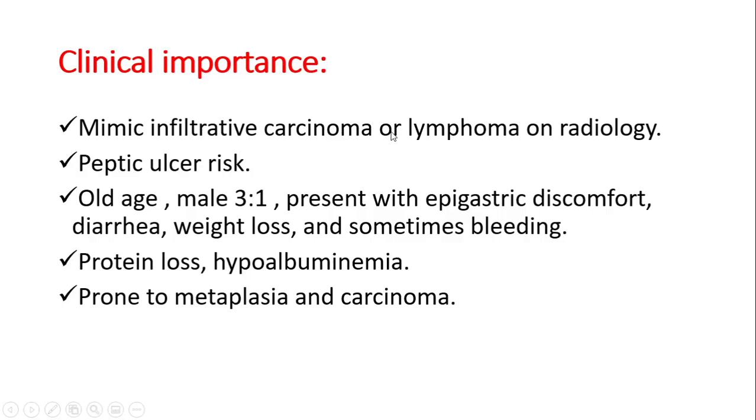It can mimic infiltrative carcinoma or lymphoma. It is also associated with increased risk of peptic ulcer disease because of parietal and chief cell hyperplasia, presenting with epigastric discomfort, diarrhea, and weight loss, sometimes bleeding because of the risk of peptic ulcer. Protein loss, due to hyperplasia of mucus secreting glands, so there will be excess protein loss and hypoalbuminemia, and it is also prone to metaplasia and carcinoma.